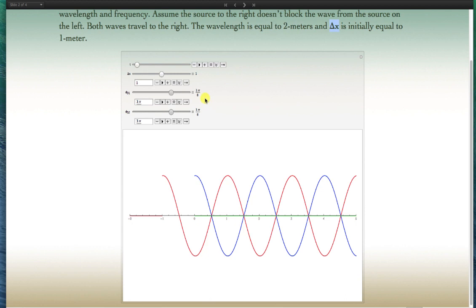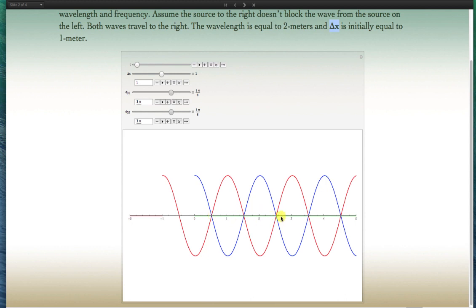One big factor is the difference in these phase constants. And the other big factor is the distance between the sources. So right now that distance is set to 1 meter. That's half a wavelength. And you can see that once these waves overlap, this source at -1 has a wave that travels along, and then the source at -2 has a wave that travels along.